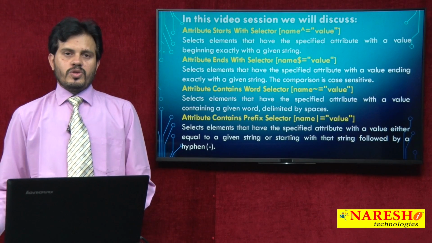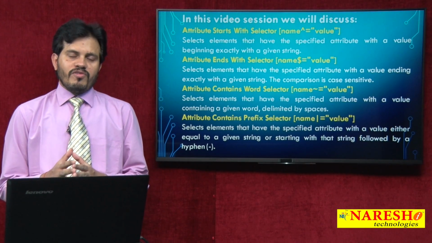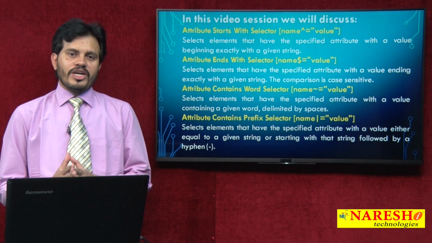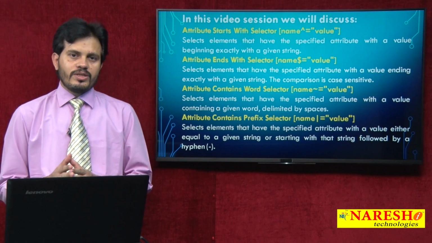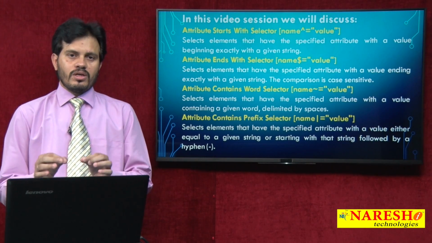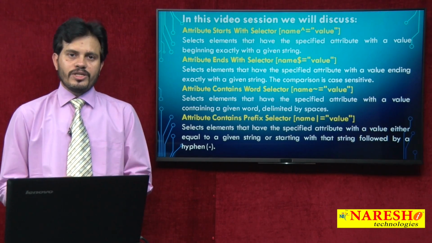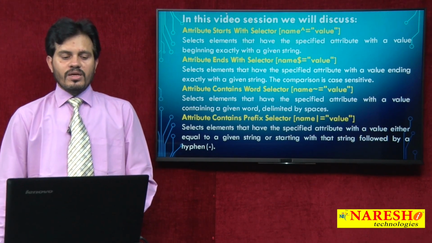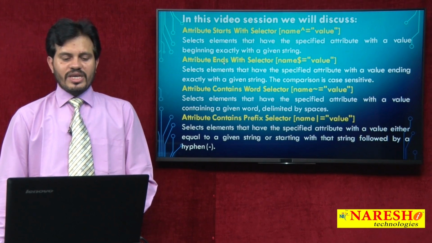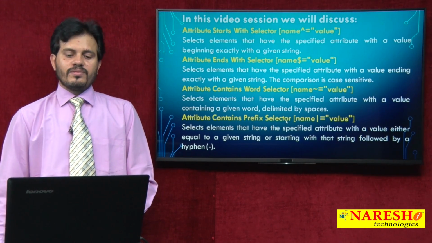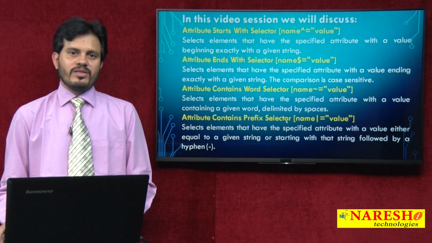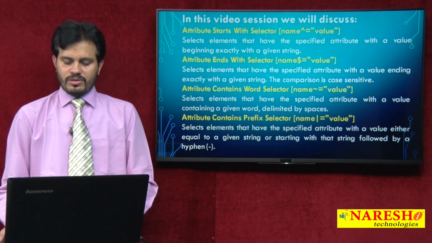Means the value must be equal to or start with that string followed by a hyphen character, then that element gets selected. So in Part 1's video session we discussed the attribute equals value selector, attribute not equals value selector, and attribute contains value selector. In this session we are discussing the starts with selector, ends with selector, contains word selector, and contains prefix selector. So these four we are going to elaborate in more detail with examples.